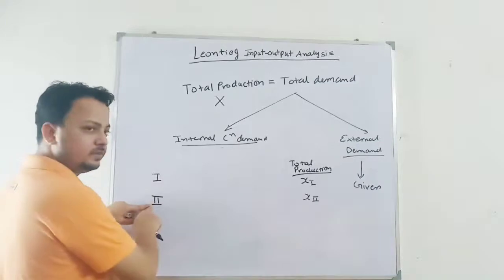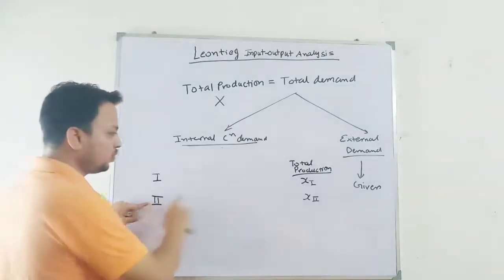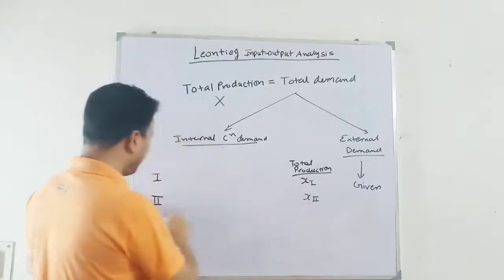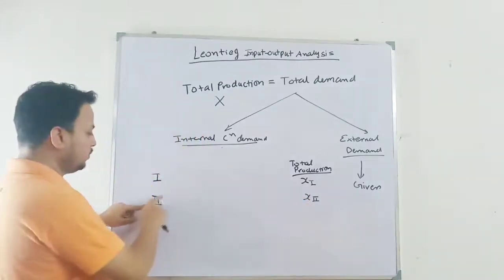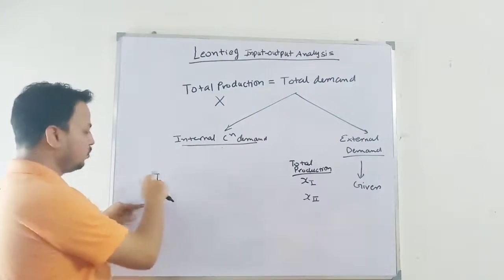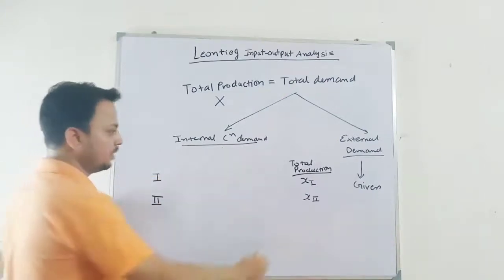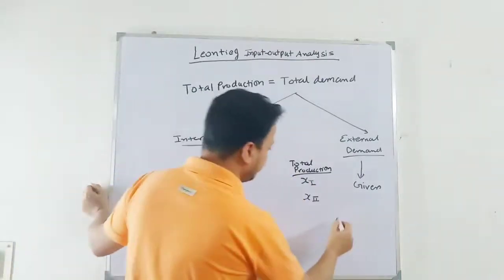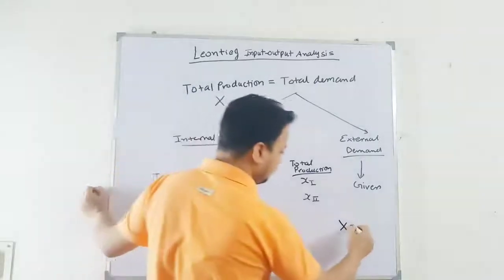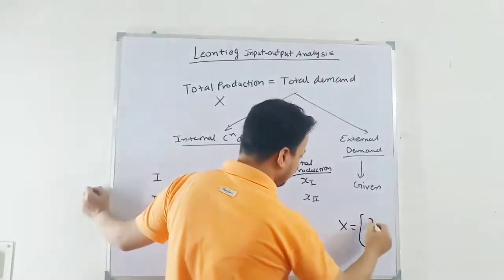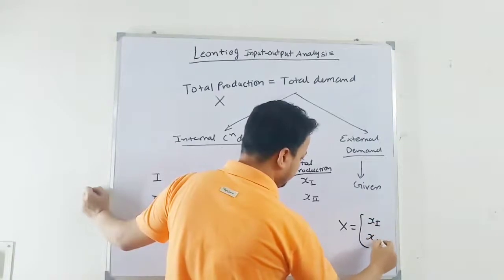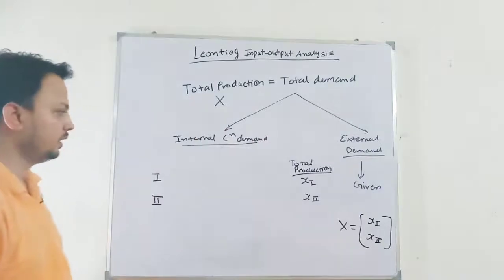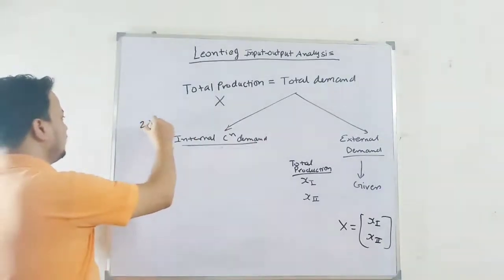Similarly, the second industry, when it wants to produce X2 output, this is the total output of industry 2, it is using input of its own industry and input of the first industry. And these two will determine my total production. So X is a vector matrix, or production matrix, that determines my total production, because we are looking at a 2 by 2 model.